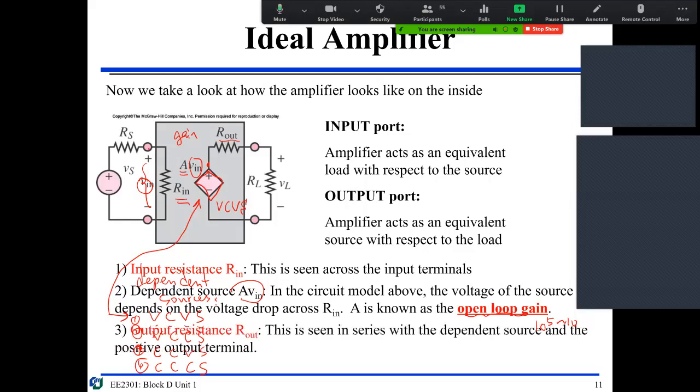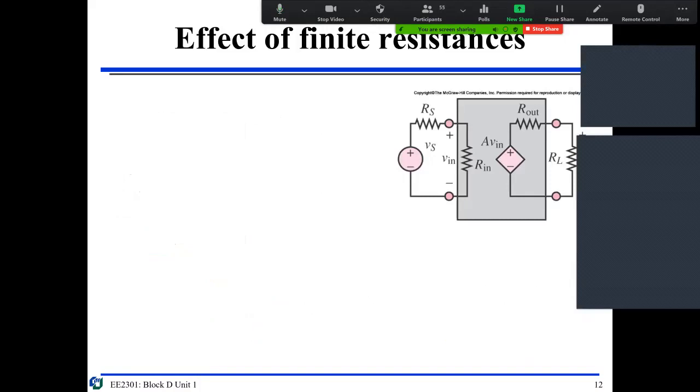And output resistance R out. Okay, output impedance, output resistance R out, in series with this dependent source, the VCVS. I hope this is not too difficult for you to accept. So let's assume everything is not 0. Okay, we just repeat in here.